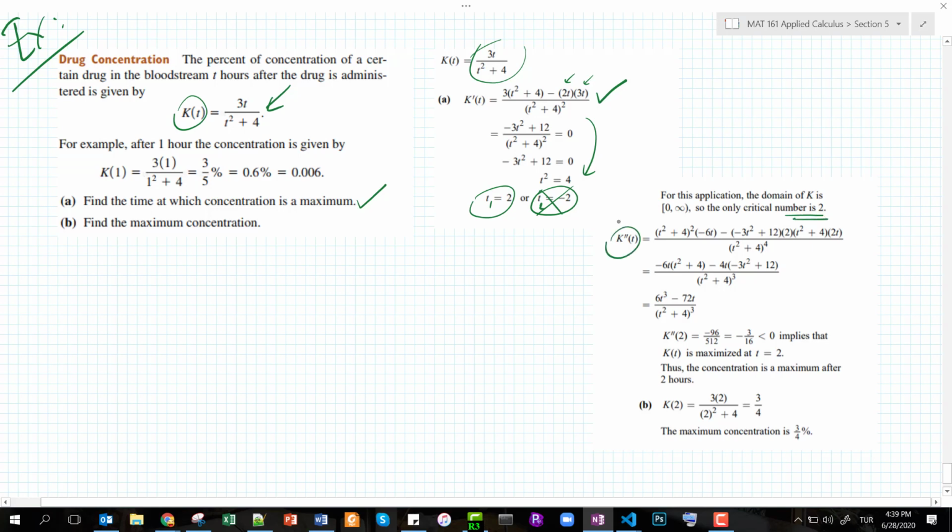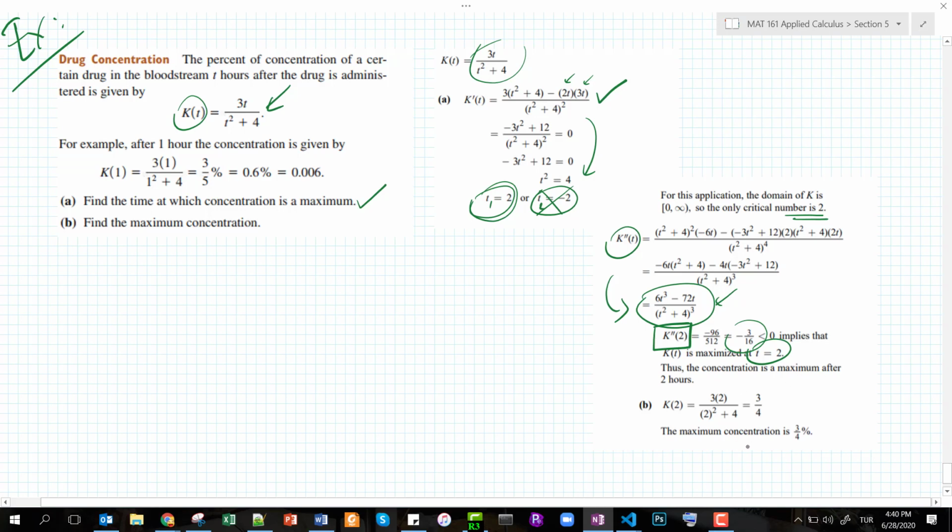So what I should do is check whether the second derivative is positive or negative. Take the second derivative using the quotient rule again. If you apply the quotient rule, you will find your second derivative this way, and then at t equal to 2 hours, if you put that into the second derivative, you will find that this number is less than 0. That means you have the maximum point after 2 hours. So the concentration will be maximum after 2 hours.